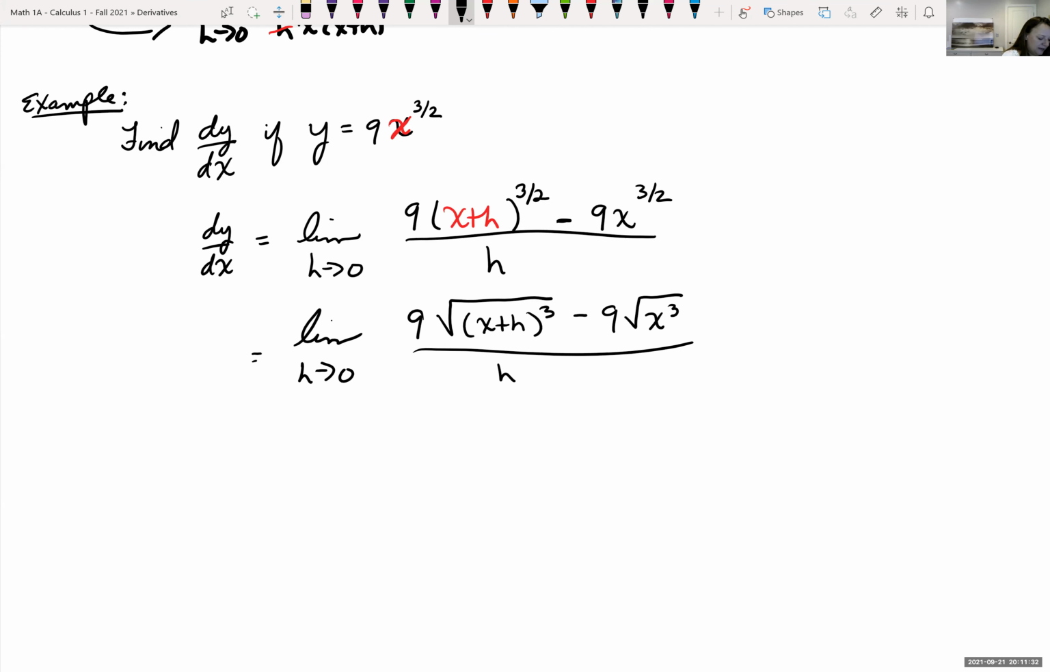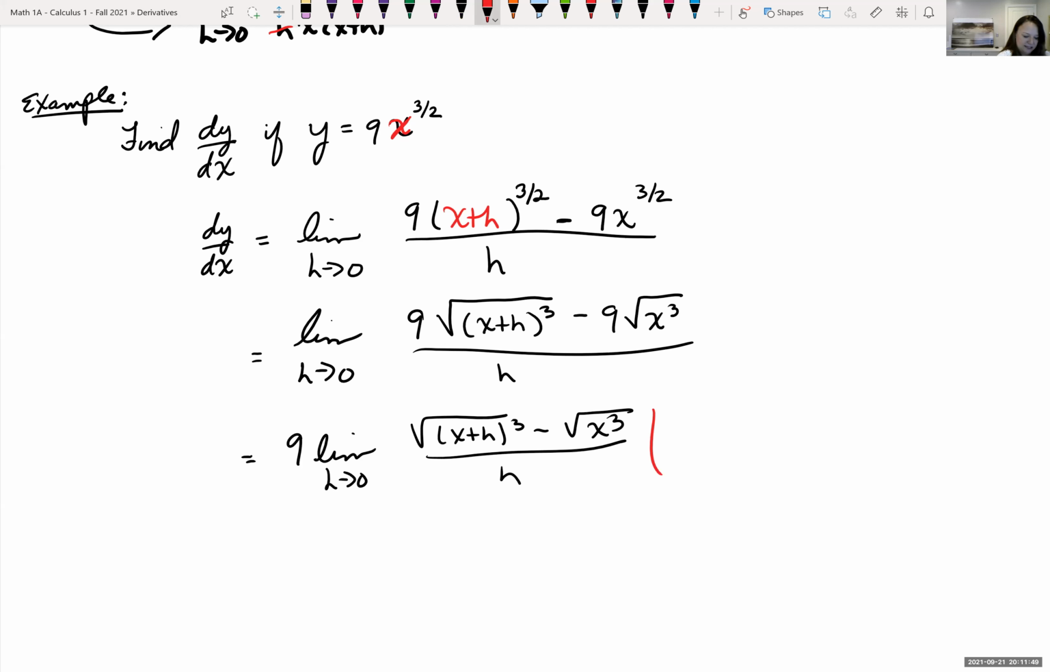So this is the same thing as 9 times the limit as h goes to 0 of the square root of (x plus h) quantity cubed minus the square root of x cubed, all over h. Let's multiply this by that fancy one to get rid of this indeterminate form: the square root of (x plus h) quantity cubed plus the square root of x cubed.